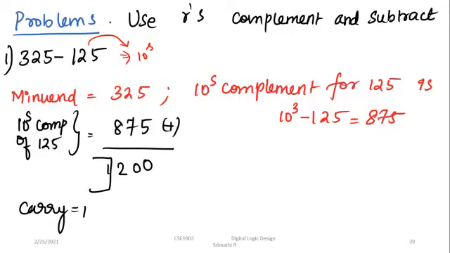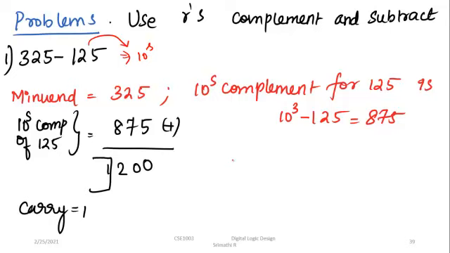How will I take it? It is a 3-digit number, so 10 power 3 minus 125 is 875. So for 325, instead of subtracting 125, I'll add 875. The result is 200, and I have a carry here. If I have a carry, I will keep it as such.